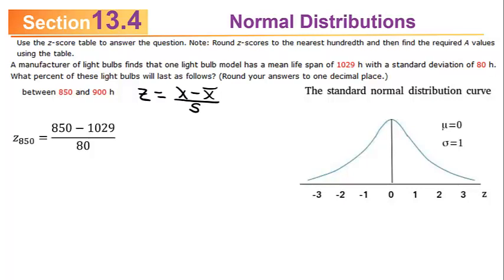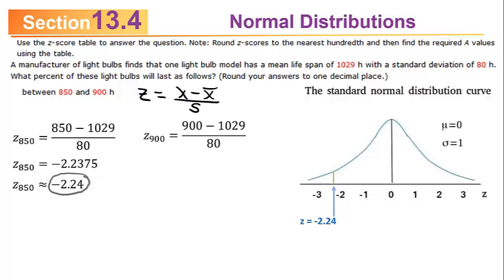We're looking for the lower number first. It doesn't matter. We'll do it first. 850 minus the mean of 1,029 divided by the standard deviation, which is 80. The same way we've changed z-scores since we first learned about them. That comes out to be about negative 2.2375. And it said to round it to the nearest hundredth, so I'll go ahead and round it to negative 2.24. And if you want to look at that on the number line, you can see that it's far to the left.